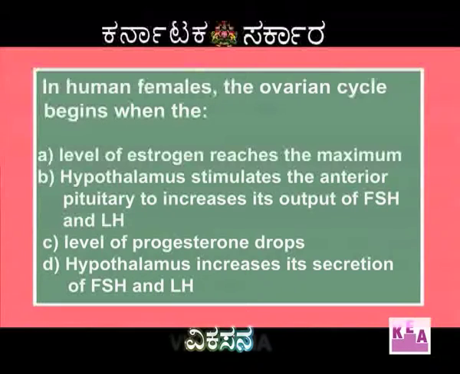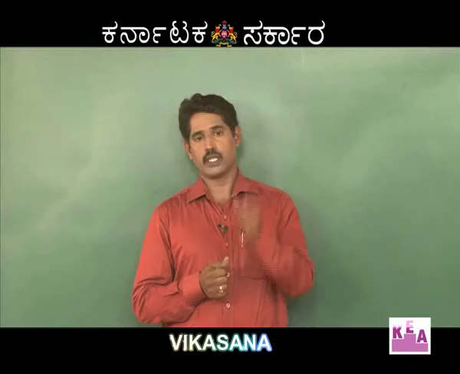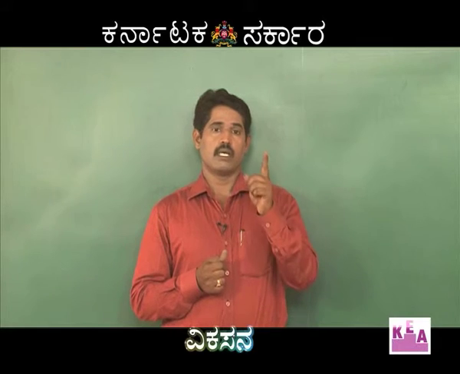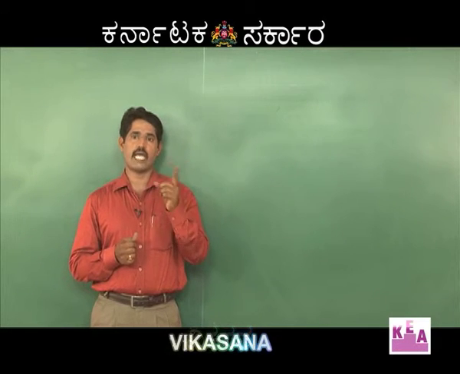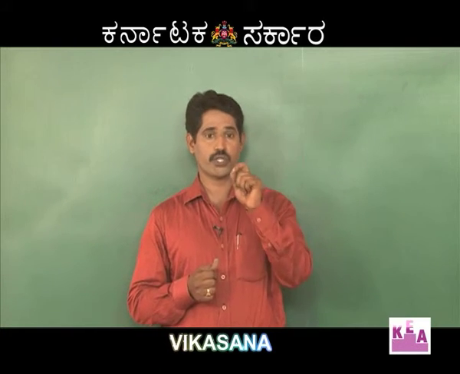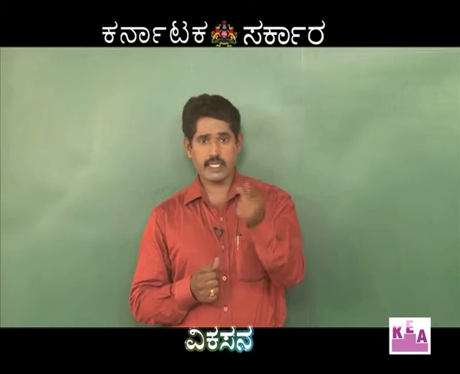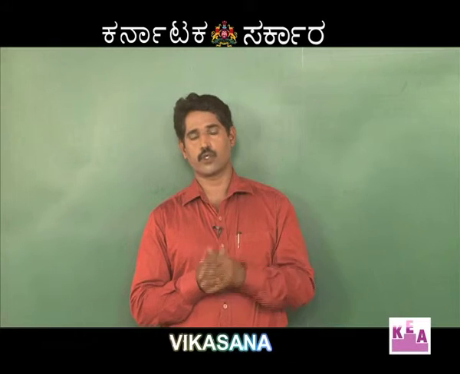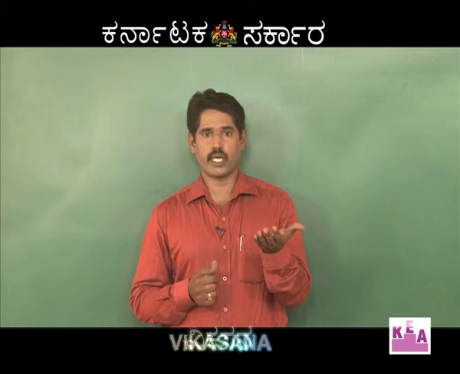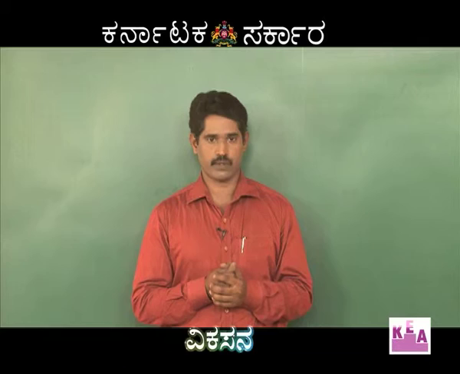Then come to option C, the level of progesterone drops. Yes, the progesterone hormone is very important, because the secretion of FSH and LH by the anterior pituitary is suppressed by the progesterone hormone when it increases. And when this progesterone hormone drops, simultaneously what happens? The hypothalamus stimulates the anterior pituitary. As a result, what happens? The FSH and LH hormone secretion increases.